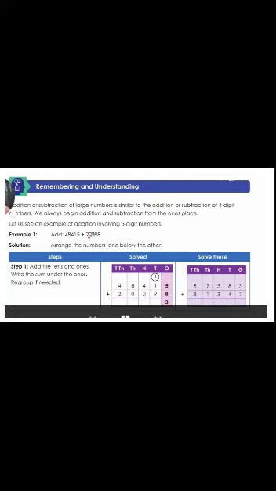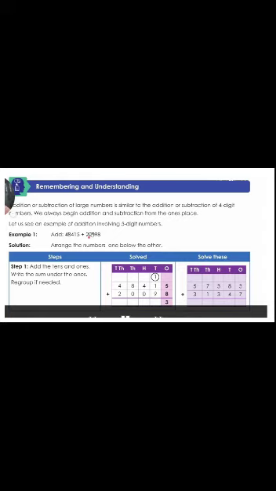So first example, add 48,415 plus 20,098. So now put the finger on step 1. Add the tens and ones. Write the sum under the ones. Regroup if needed. Again, always start. Keep it in mind very well. Always start the sum, whether you are adding or subtracting, from the ones column. Start from the ones column only.